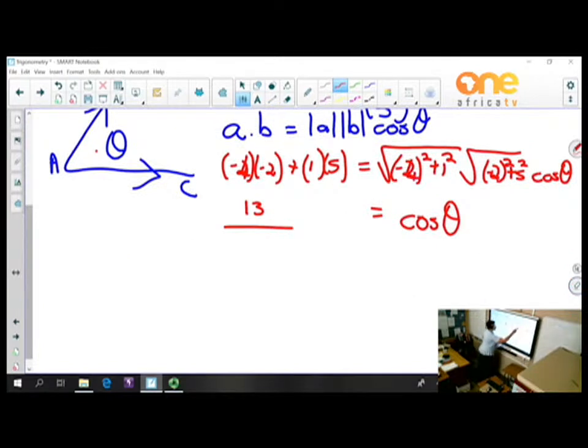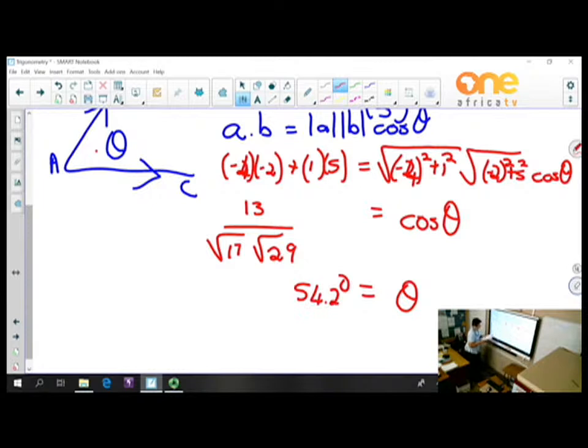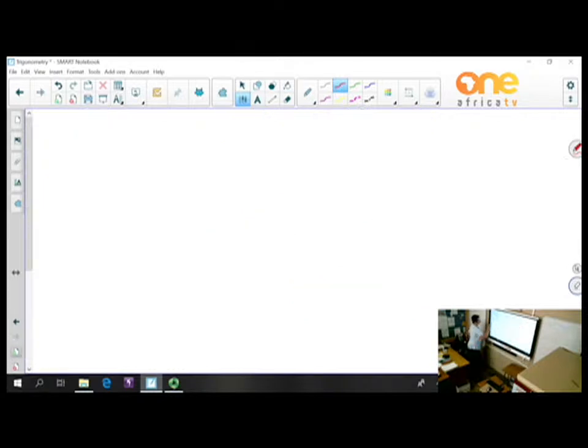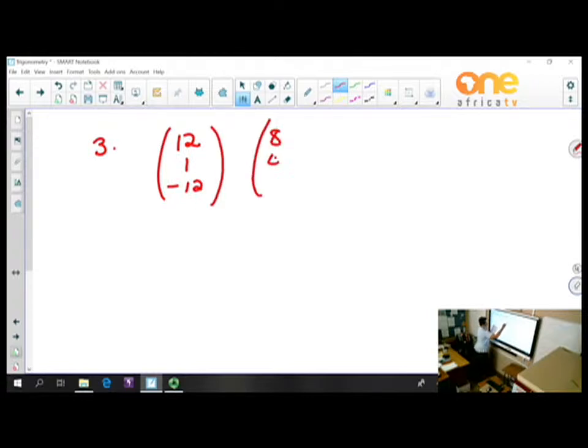So this is also negative 4 squared there. That gives us the magnitude of 17 times the magnitude of 29. And in your last step, second function cosine, and the angle is 54.2 degrees. Now when we go to question 3, we're going to look at 3 dimensions, but it works exactly the same. The first one here is 12, 1, negative 12, and the second one is 8, 4, 1.